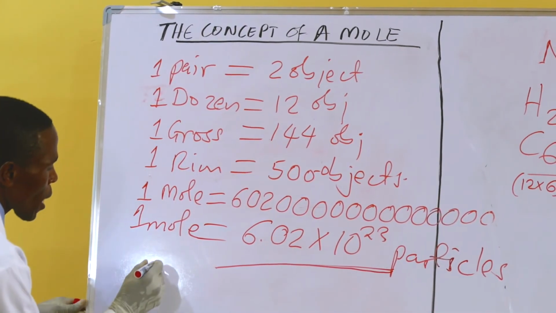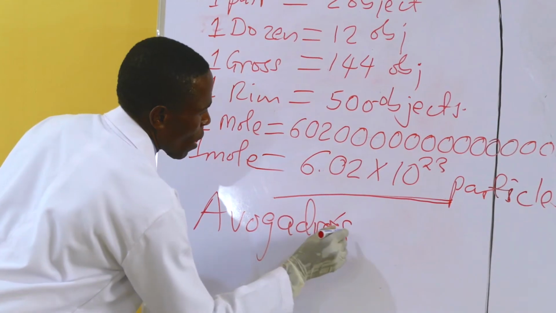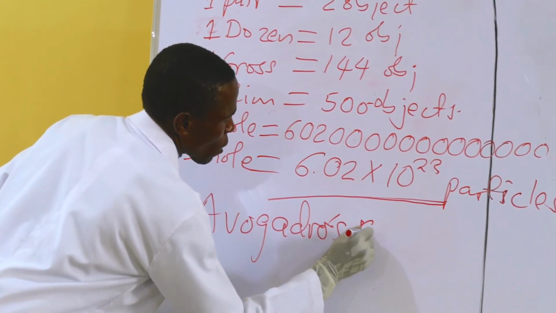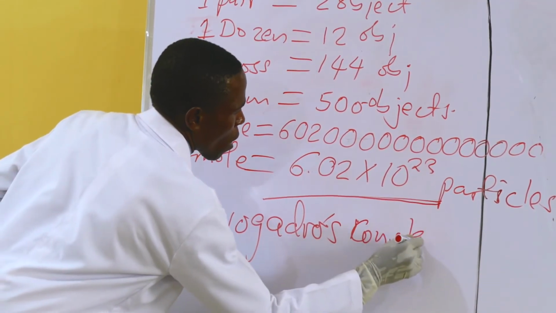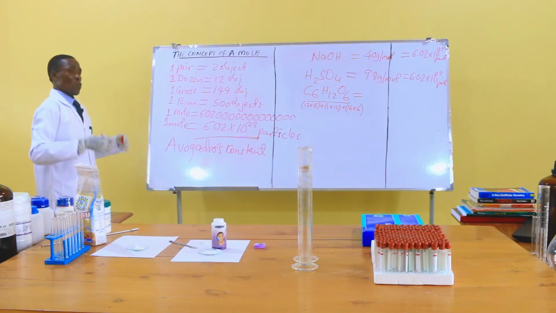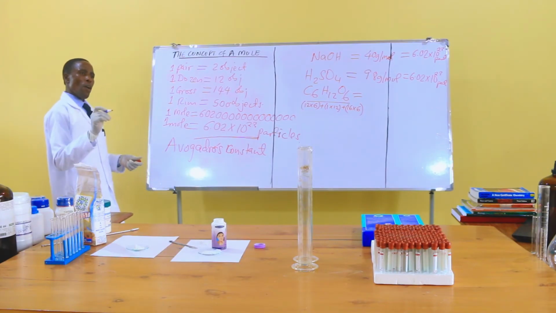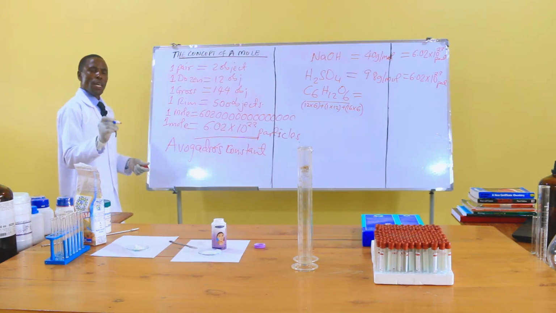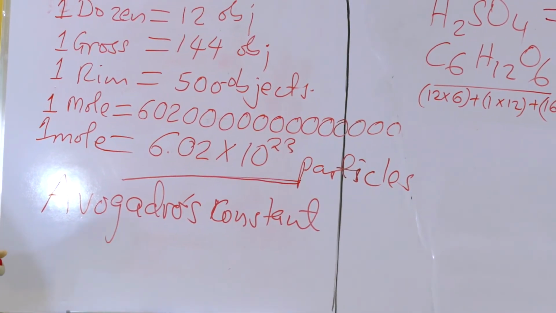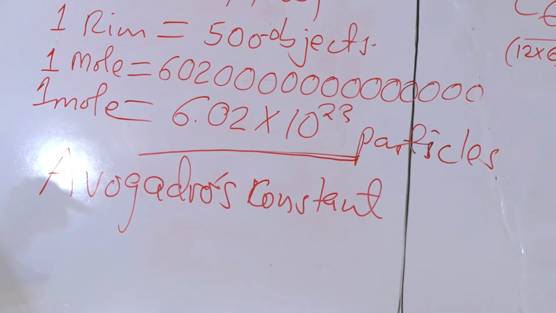So it is written like Avogadro's constant. So somebody may simply define a mole: a mole is the amount of substance that contains Avogadro's number of particles.